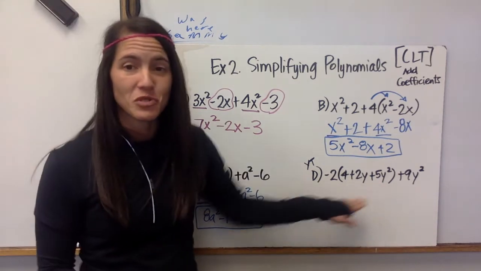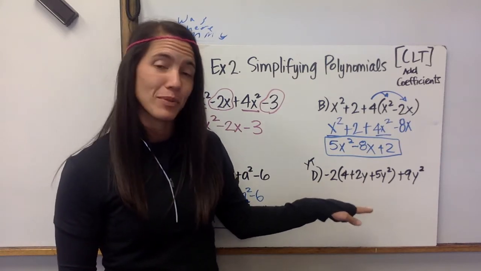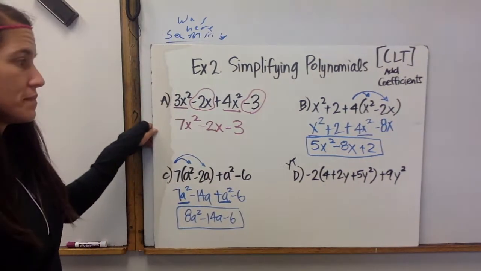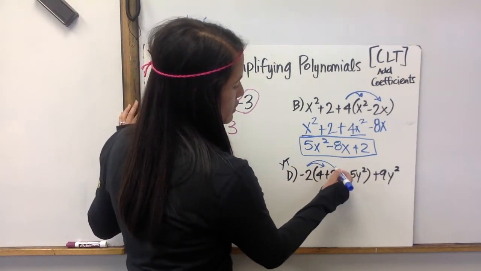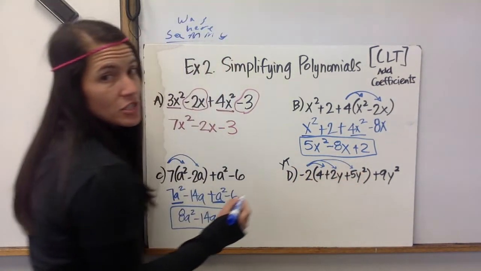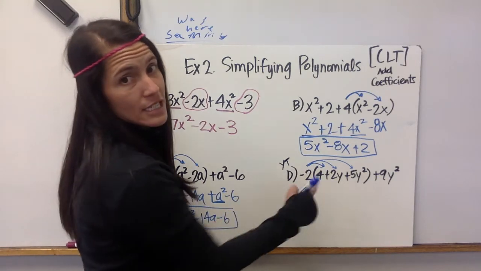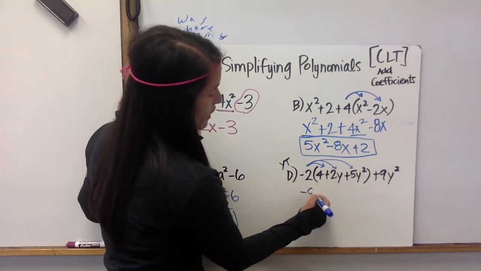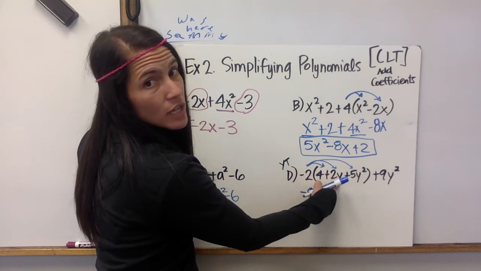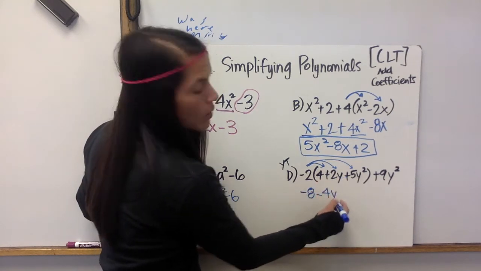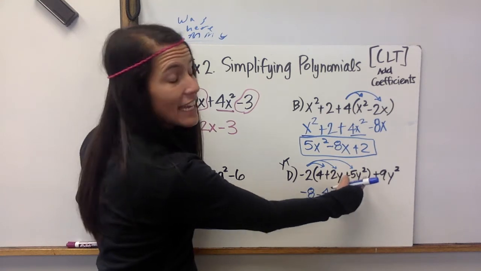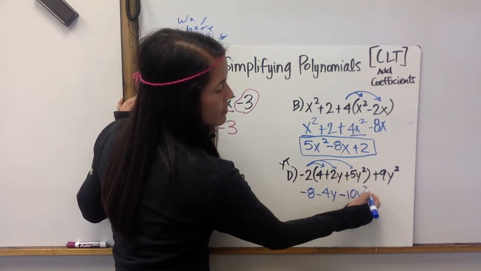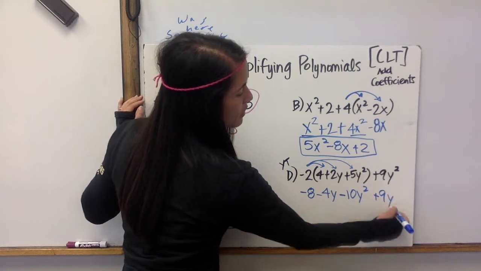Okay, the last one is a U try, so pause it and U try, and then press play. Now on this one, you have to distribute it 3 times because you have 3 terms in the parentheses. Negative 2 times 4 is negative 8. Negative 2 times 2y is negative 4y. And negative 2 times 5y squared is negative 10y squared plus 9y squared.